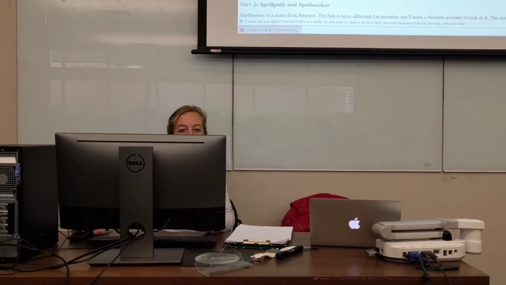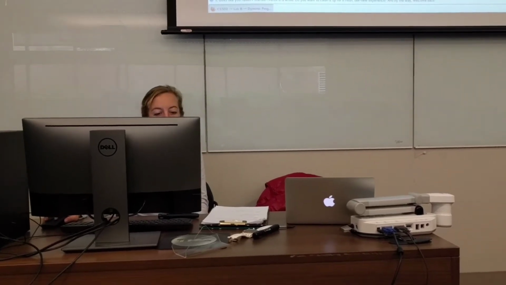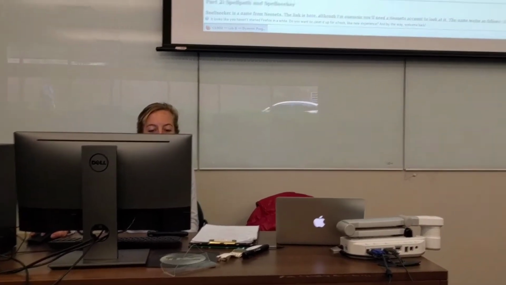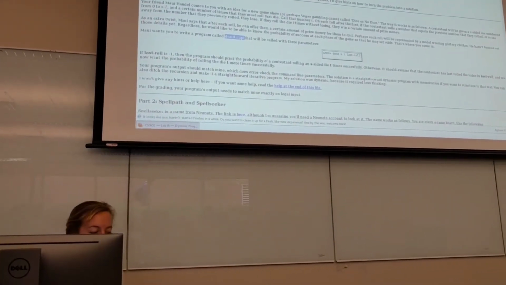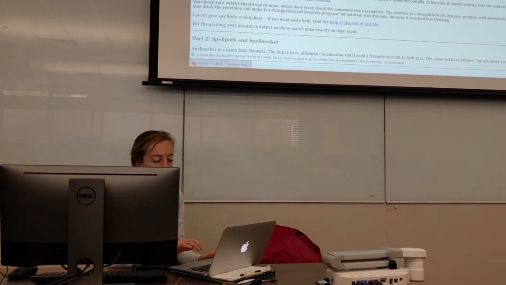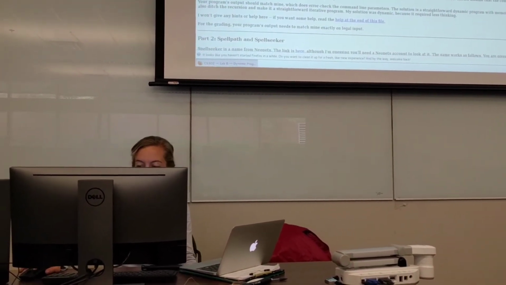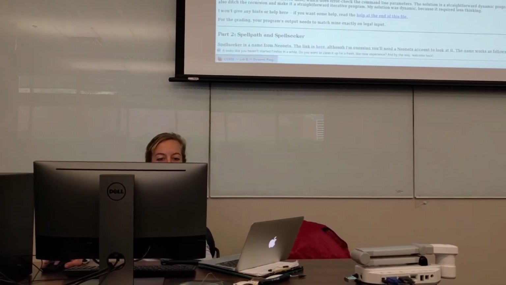The first half of Lab B is a program that you're going to write called Dice or No Dice. So you're just going to submit the dond.cpp file for this section. And this is a pretty straightforward dynamic programming problem. It's not too bad once you get it set up.